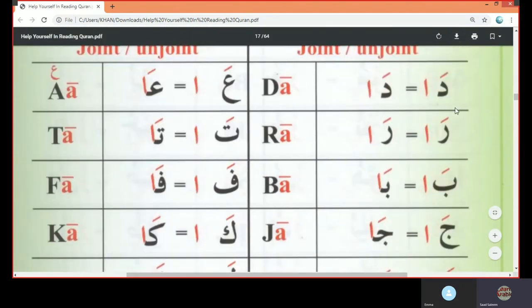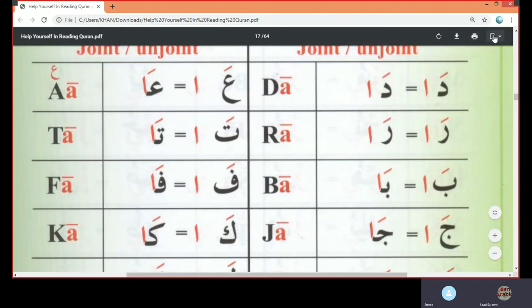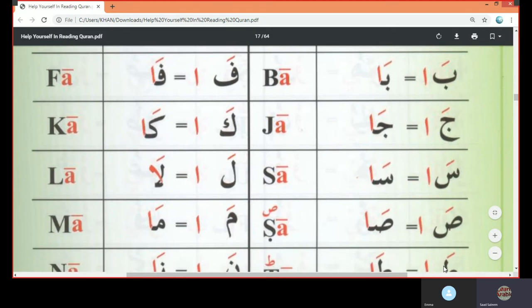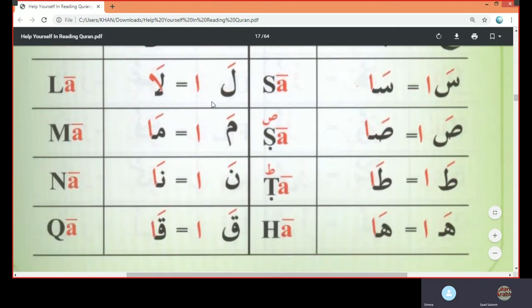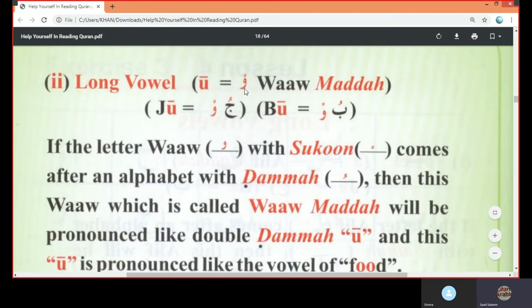Say da, but here we will say da, ra, okay? Start. So, da, da, a, ra, ta, ba, ba, ja, la, ka, sa, la, so, sa, ma, dwa, na, ha, hua, waw mada.